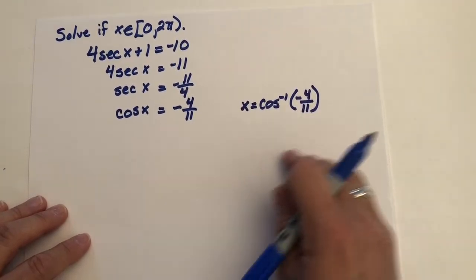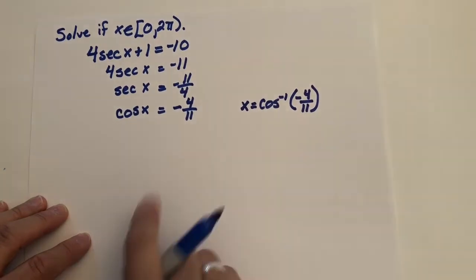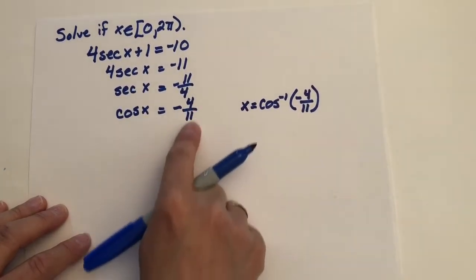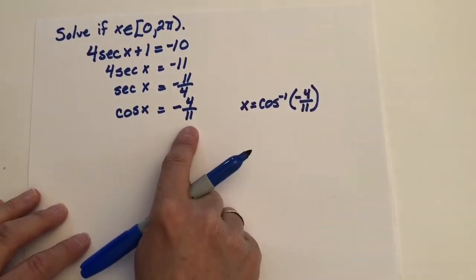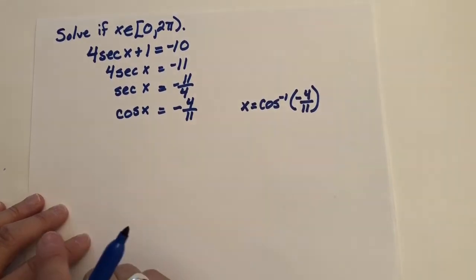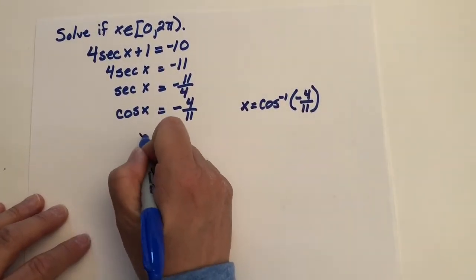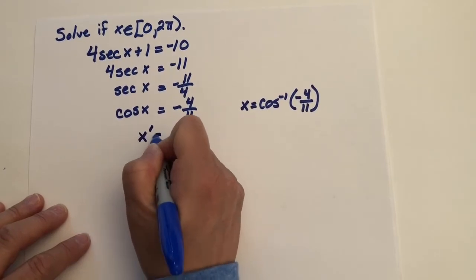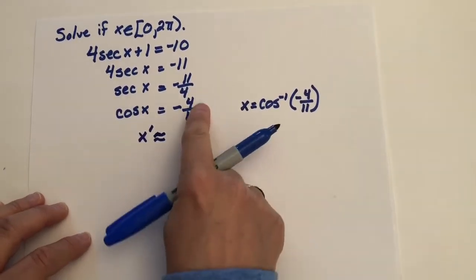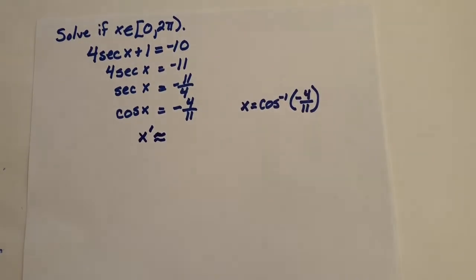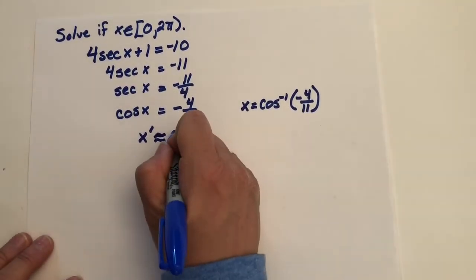So you could interpret it and use it if you wanted to, but I generally punch it into my calculator with a positive ratio. And if I do that, then I will get the reference angle. So I'm going to do that right now. Inverse cosine, positive 4/11. So if you punch that in, you'll have 1.20.